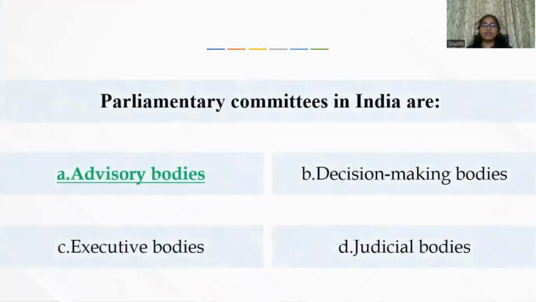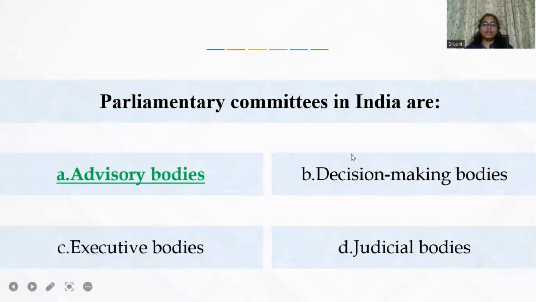The last and the final question of Module 4 is, parliamentary committees in India are option A, advisory bodies, option B, decision-making bodies, option C, executive bodies, and option D, judicial bodies. The correct answer is option A, advisory bodies.